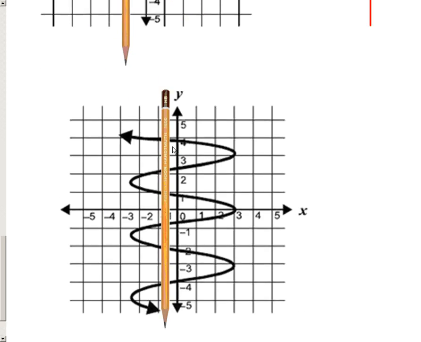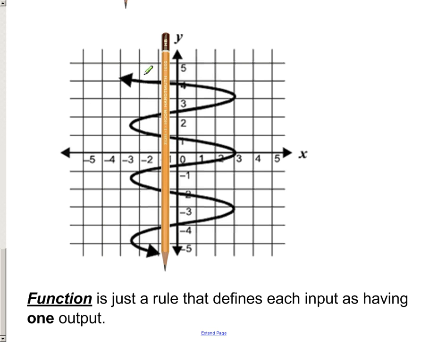Well, let's go down and take a look at this one. And I've already got our pencil lined up here. Just ask yourself this: how many points is it touching? Well, it touched here, here, here, and all the way down. You can see the pattern. It's touched 6 different times, so it flunks. It is not a function.